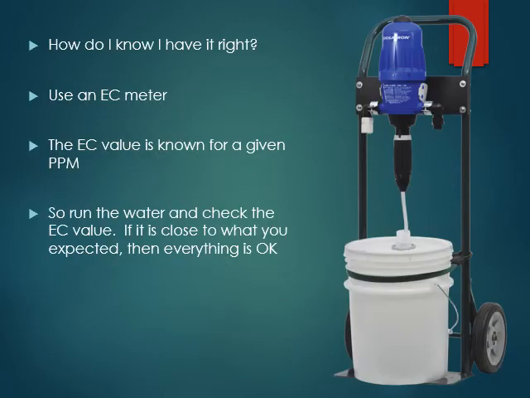So how do I know I have it right? Let's say you've done your initial calculation, you've done your injector dilution calculation. This is where we use the EC meter that we talked about last week, right? There is a known EC value for a given ppm, and that is typically on your fertilizer bag or produced as a chart, which you'll see on my next slide, that will help you as a check. Actually, I think it's 2 slides away, but it's coming. So basically what you do is you run your water through the injector, collect the nutrient solution that comes out the other side after it's gone through the injection, and check the EC value and see if it is what you expect it to be.